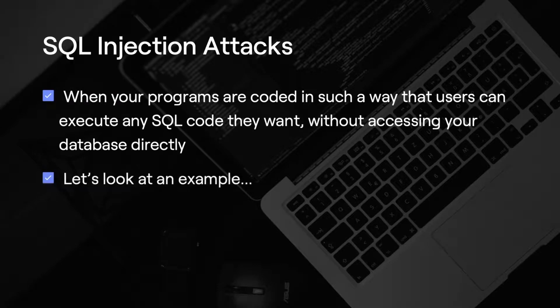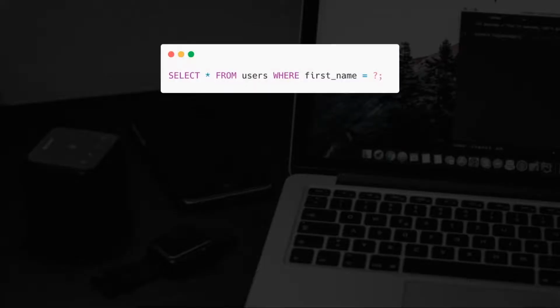Let's look at an example of how this can happen. Imagine you've got a query like this one in SQLite. Select star from users where first name equals, and then a parameter that you want to allow the users to enter. This is pretty straightforward. You do this all the time when you want to ask the user for some information for filtering purposes or to show them some information related to them.